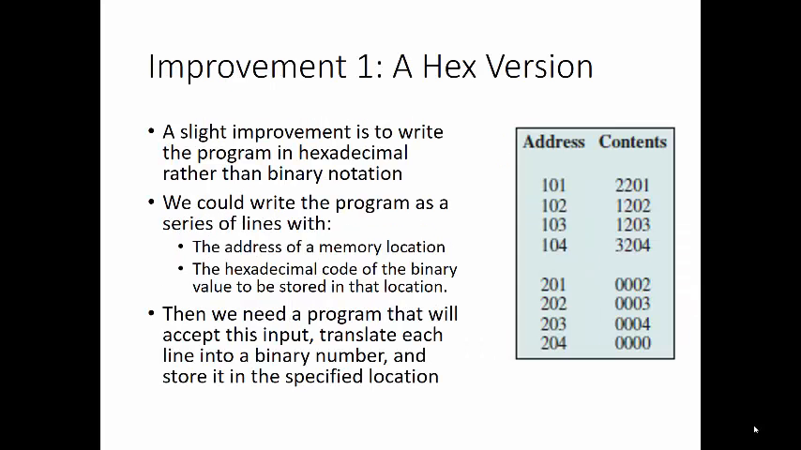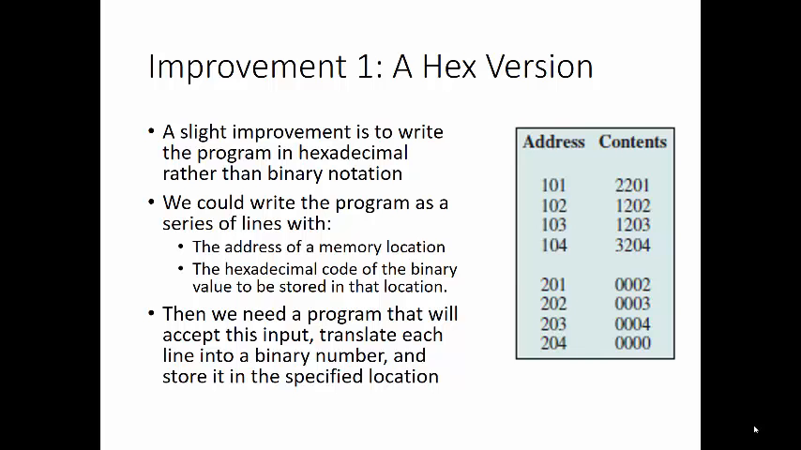Well, one is we can write the program in hexadecimal rather than in binary notation. We could write the program as a series of lines with the address of the memory location and the hexadecimal code of the binary value stored in that location. Then we need a program that will accept this input, translate each line into a binary number, and store it in the specified location. It's still not very understandable from a human readability standpoint, but it is a bit better than pure binary.